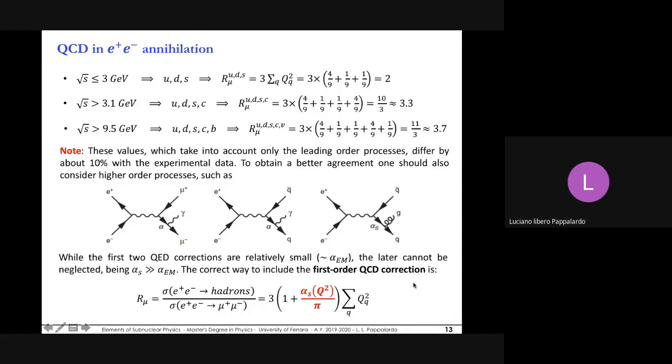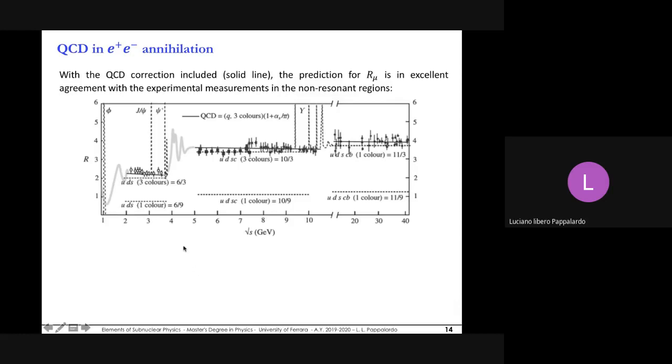And the correct way to include this first order QCD correction is to add in our ratio this alpha_s over pi term. If there is no correction, this goes to 0, and you just have 3 times the sum of the squared charges. If you want to take into account the first order QCD correction, you have to add this term here. And once you do so, then you finally get an incredibly high agreement with experimental data. Here you see the ratio between these two cross sections as a function of energy.